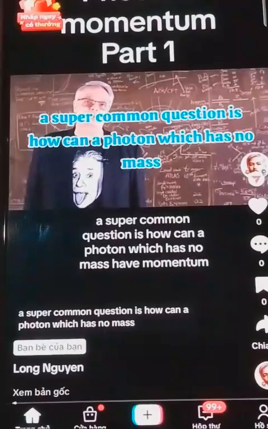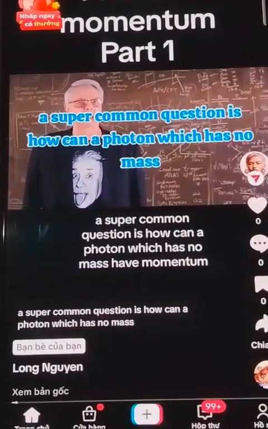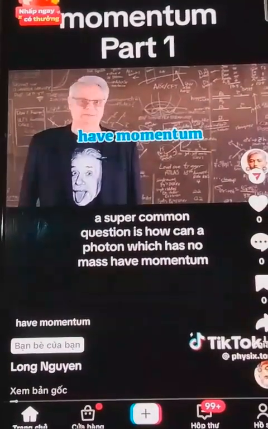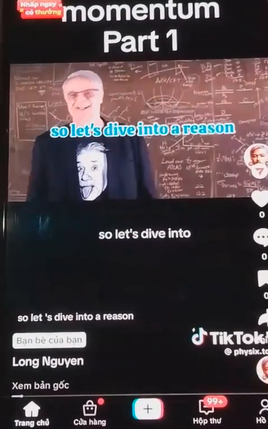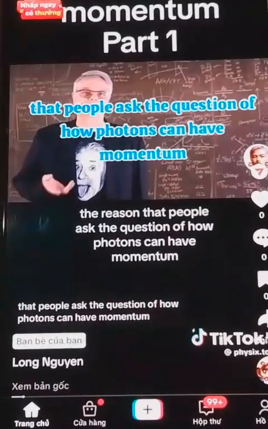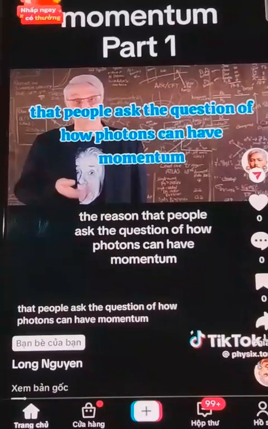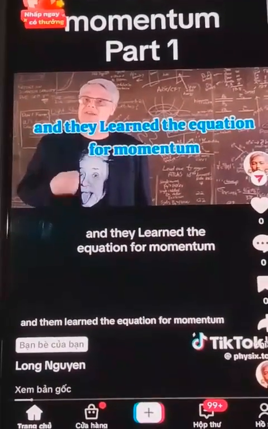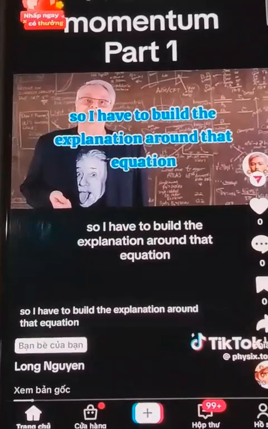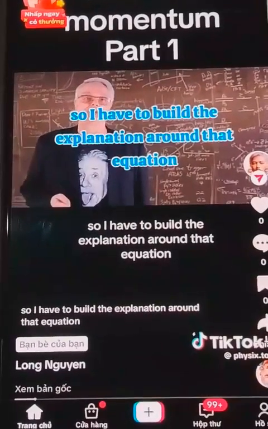A super common question is, how can a photon, which has no mass, have momentum? That's a good question with a lot of complexity in the answer, so let's dive into it. The reason that people ask the question of how photons can have momentum is that they learned about momentum in a physics class, and they learned the equation for momentum. So I have to build the explanation around that equation.